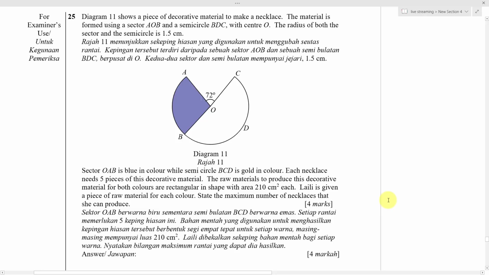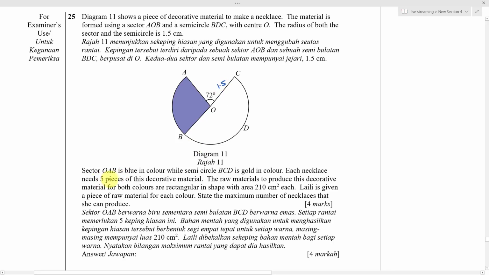Let's go to the last question here. So this question I think is a bit tricky in how it gives you the raw material. The diagram 11 shows a piece of decorative material to make a necklace. The material is formed using the sector AOB. So you have a sector AOB and a semicircle. This is semicircle BCD, and the radius given is 1.5.